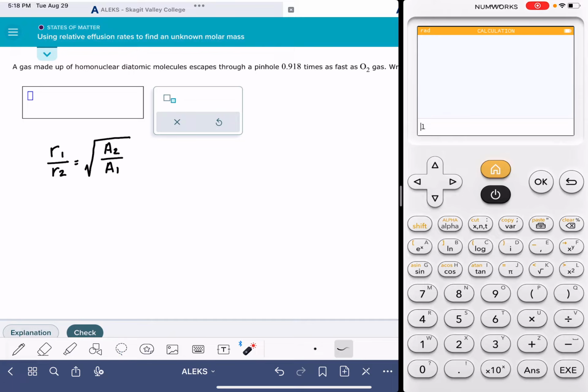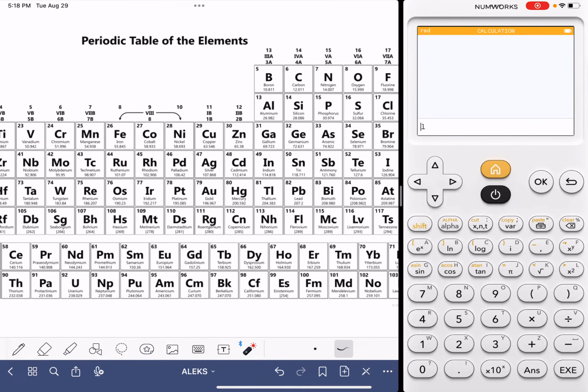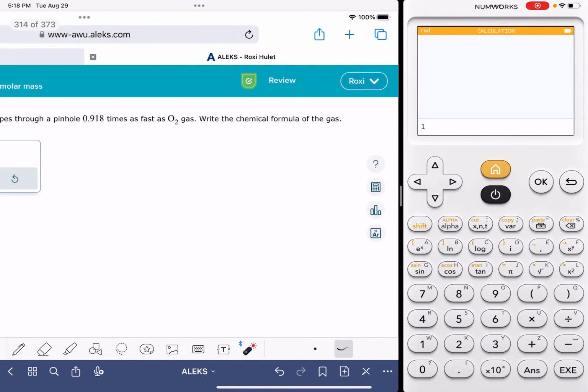In this video, I'll show you how to solve the ALEKS problem called using relative effusion rates to find an unknown molar mass. To help you solve this problem, you are going to want to have a periodic table handy, one that has molecular weights or atomic weights on it.